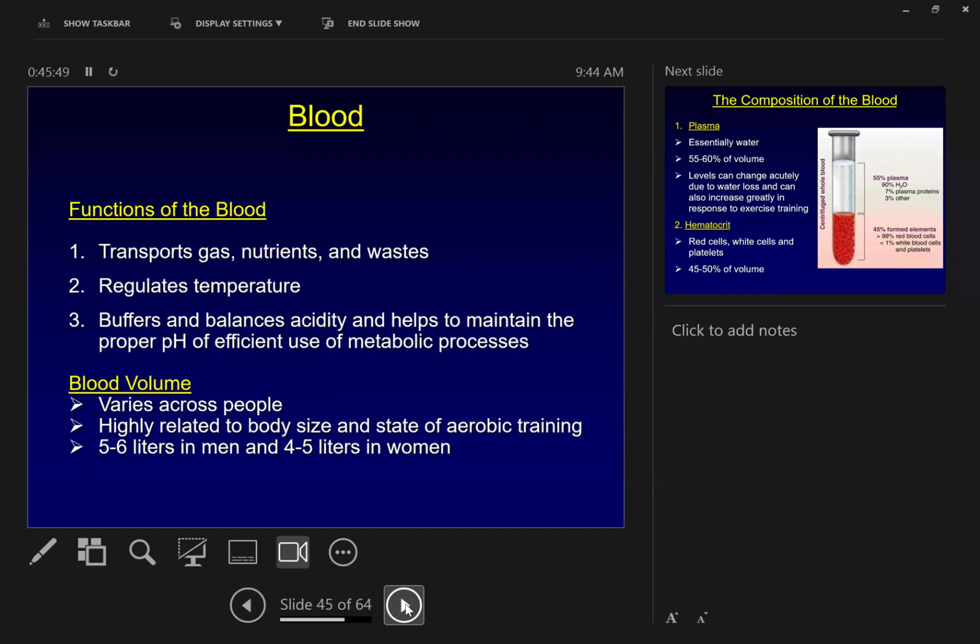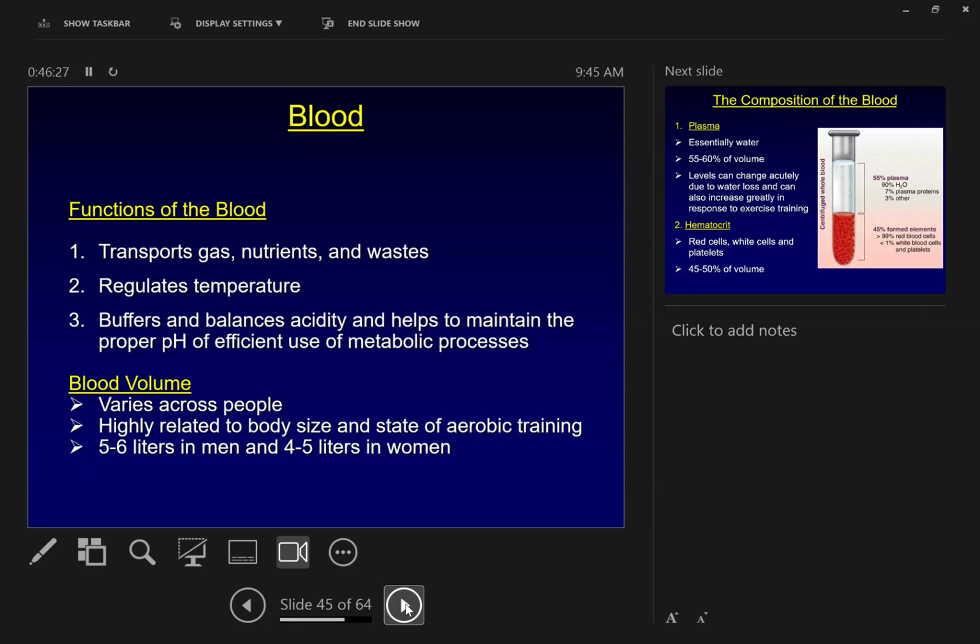We'll spend our last 5 minutes talking about the little brother or little sister of the cardiovascular system that I feel is under talked about, and that's blood. Blood transports gas, transports nutrients, helps us remove waste, helps us regulate temperature, helps us buffer and balance acidity so we can maintain pH. Blood is unbelievably important, not just for cardiovascular function, but for maintenance of homeostasis in our body.